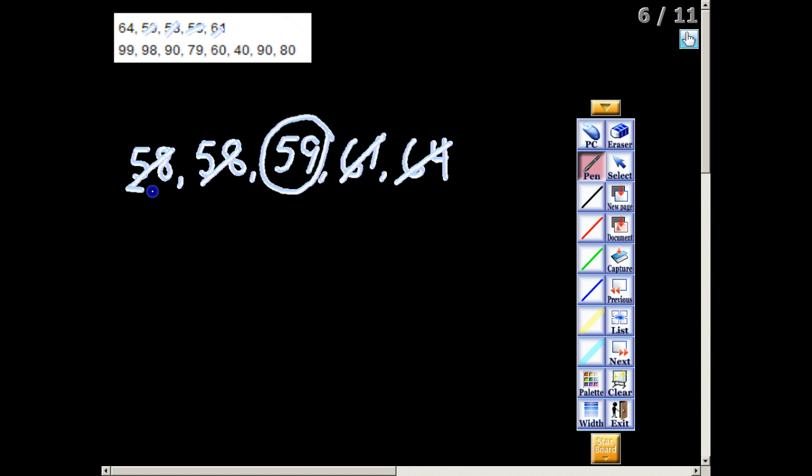I can also see that on the left hand side I have two numbers. On the right hand side I have two numbers, so this 59 falls right in the middle. So that is my median.